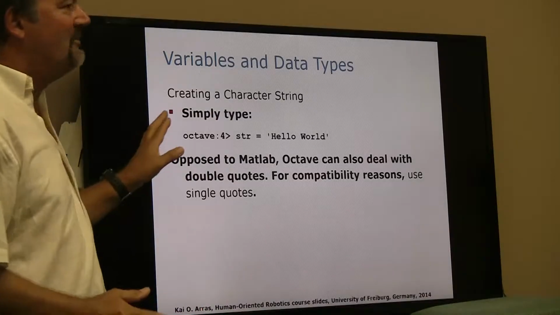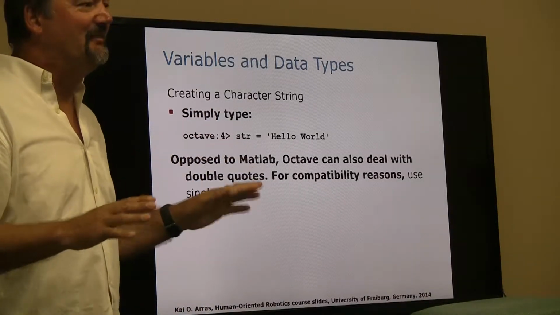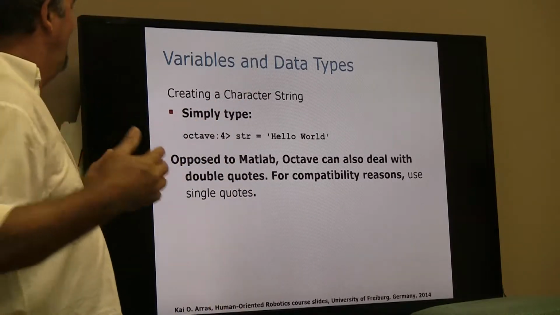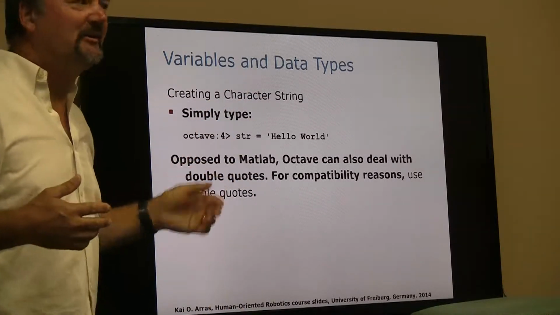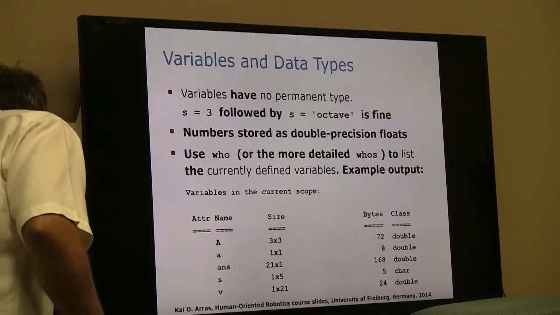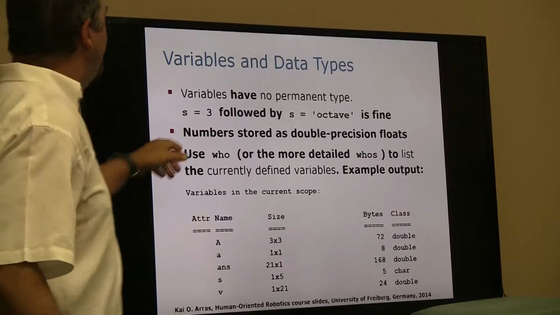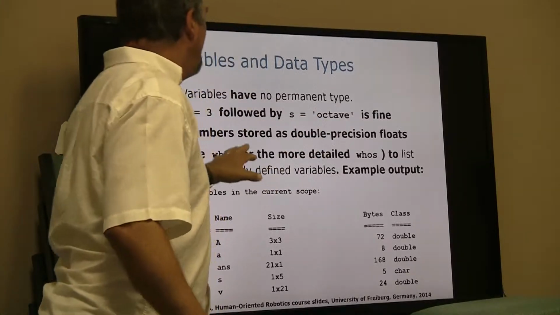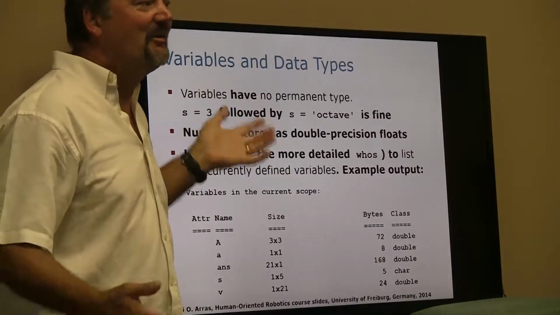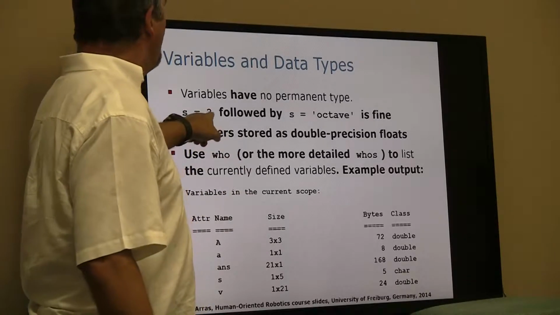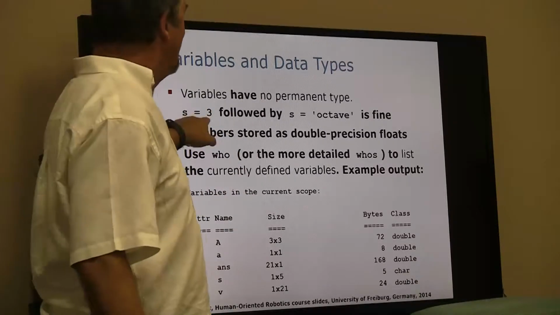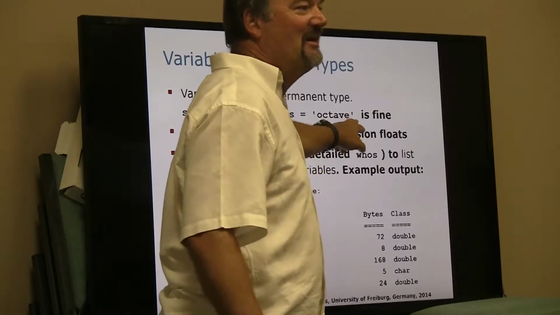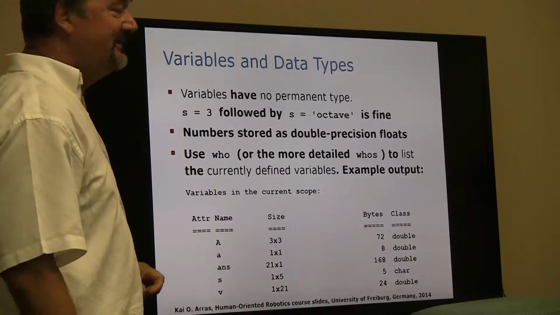Right now I'm just setting up some basic assumptions about the shell, paths, data types, and variable types. Here's the point that s equals 3 followed by s equals a string in quotes is fine in Octave because it just changes the type on the fly. It was a 1-by-1 matrix of a double, and here it becomes a 6-by-1 matrix of characters.